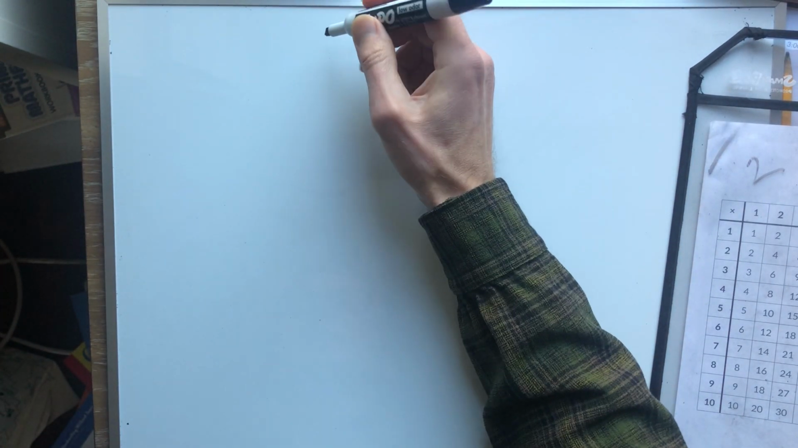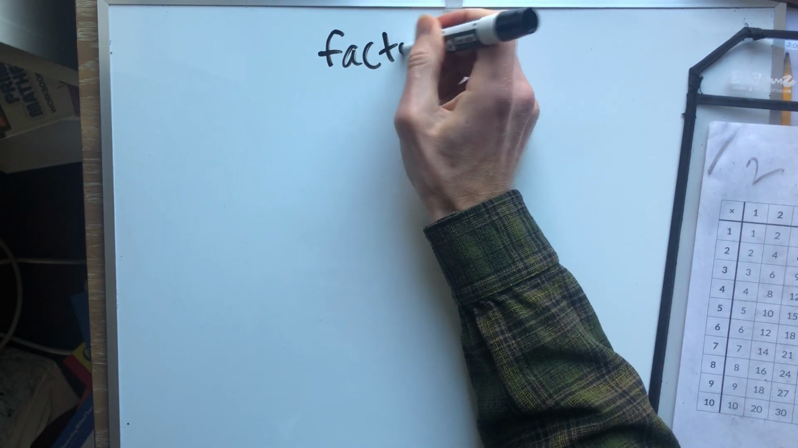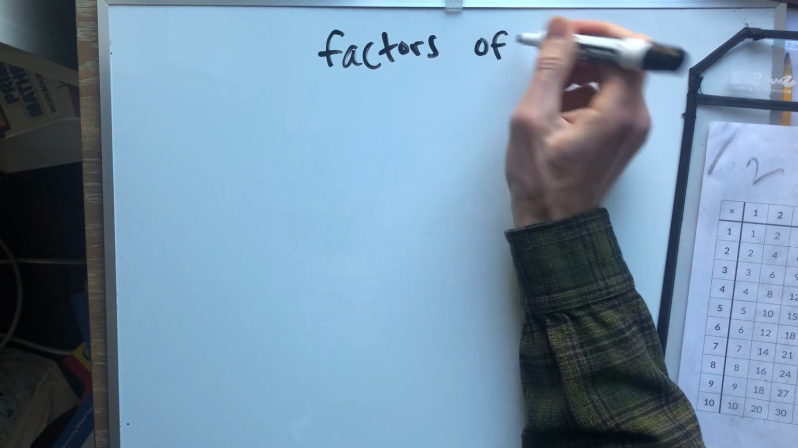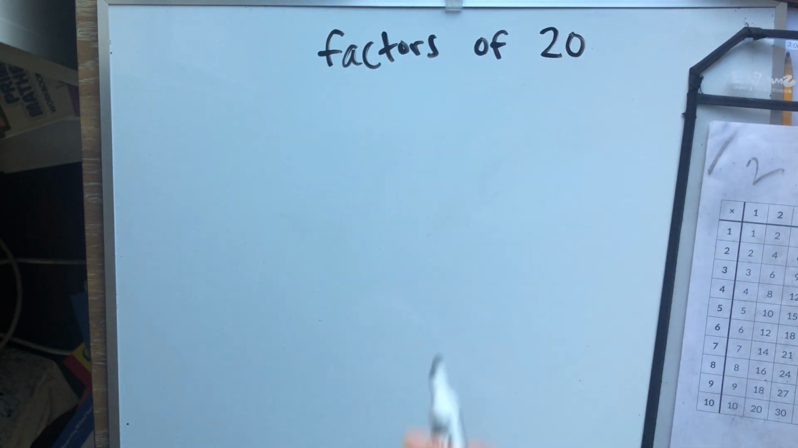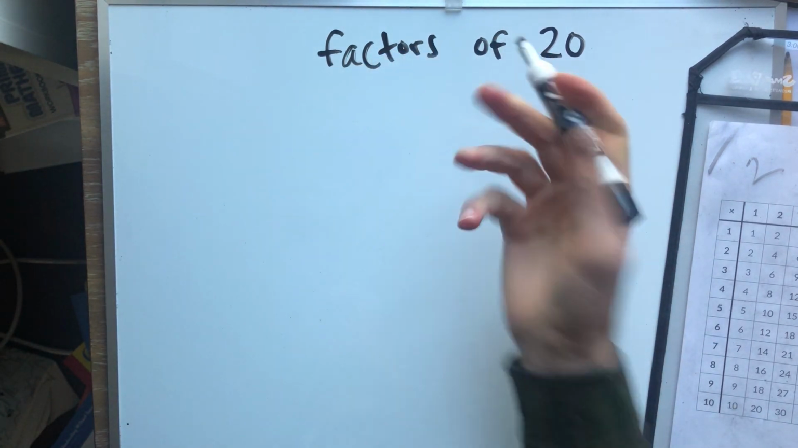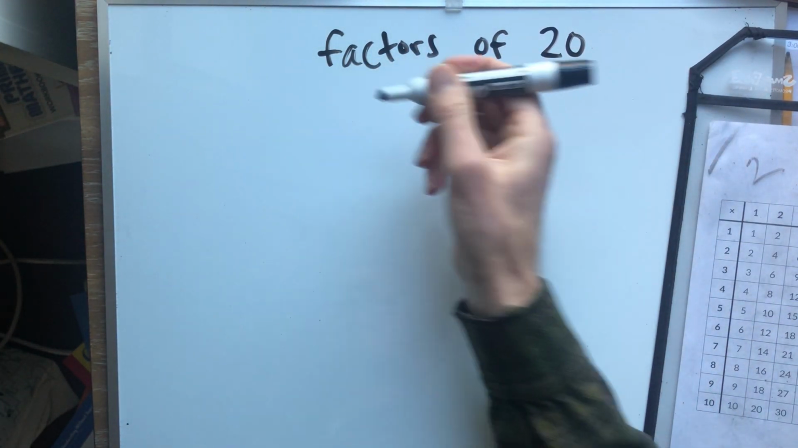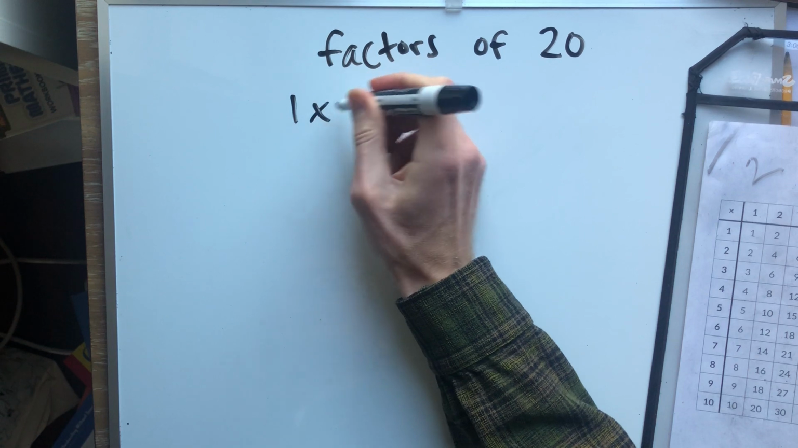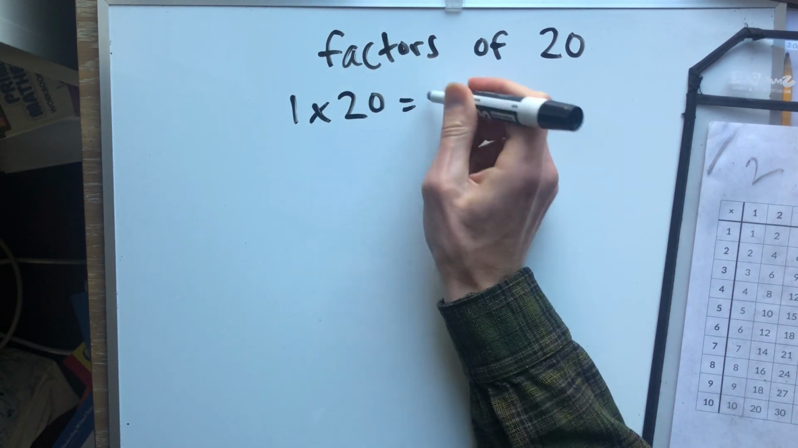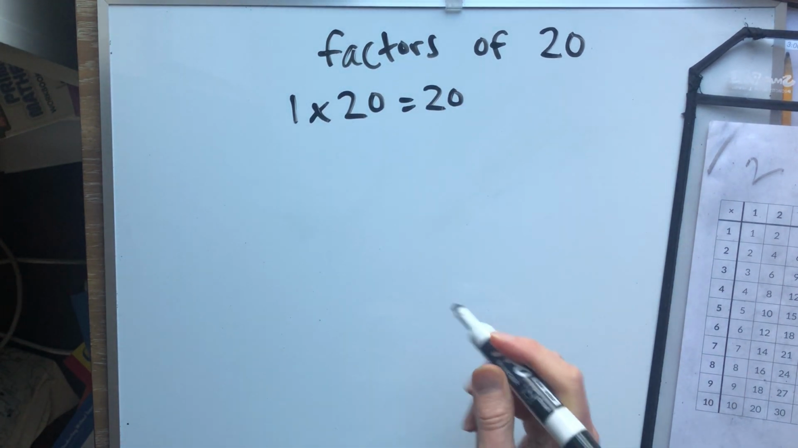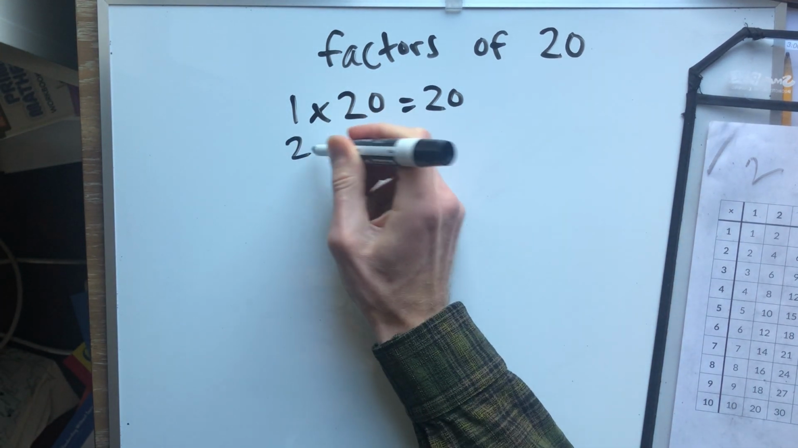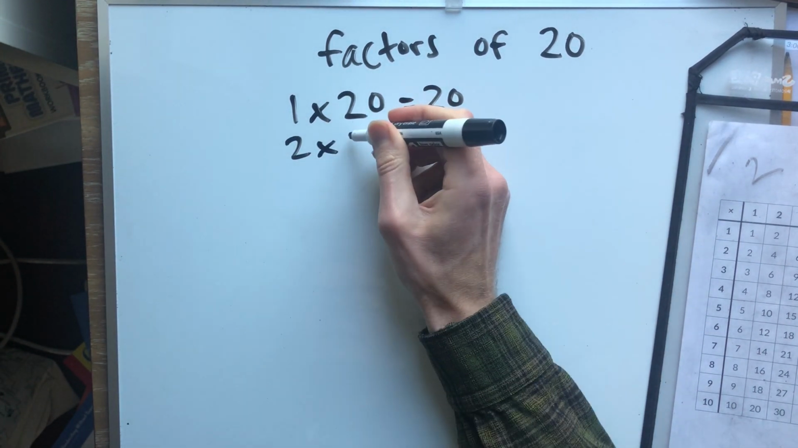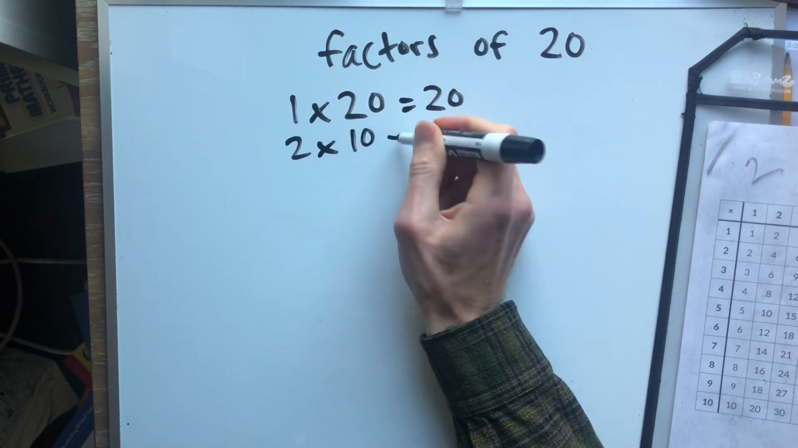Let's do factors of, let's do 20. Okay, so what's the gimme? What's the easy one? 1 times 20. Does 2 go into 20? Well, it's even, right? So yeah, 2 is going to go in. How many times? 2 times 10 equals 20.